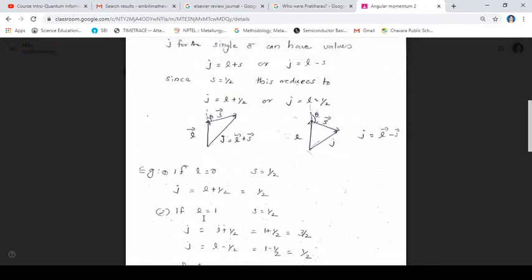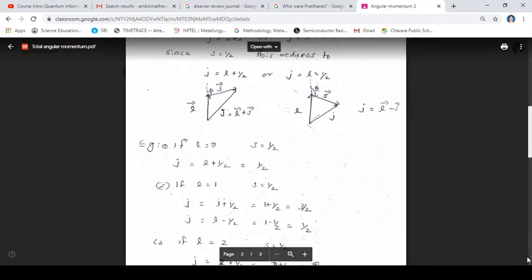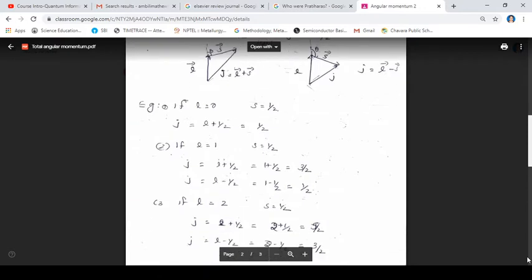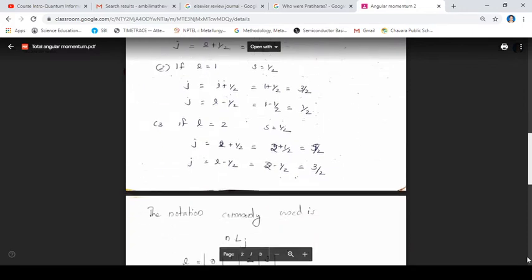Now if L is equal to 1 and S is equal to half, what happens? J is equal to L plus half, that is 1 plus half, 3 by 2, and J is equal to L minus half gives 1 minus 1 by 2, that's equal to 1 by 2. Again, if L is equal to 2, S is equal to half, J will have 5 by 2 and 3 by 2. These are the two values associated with J.